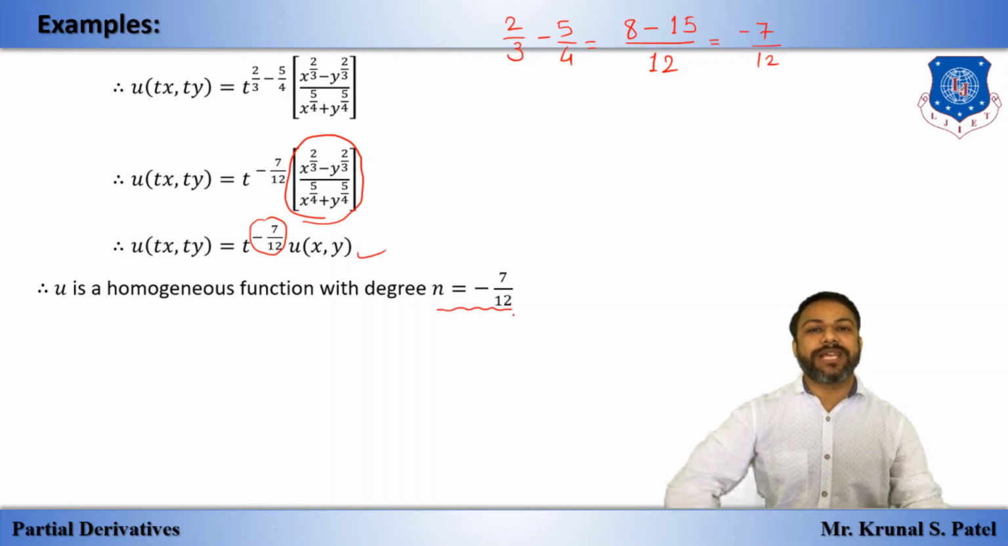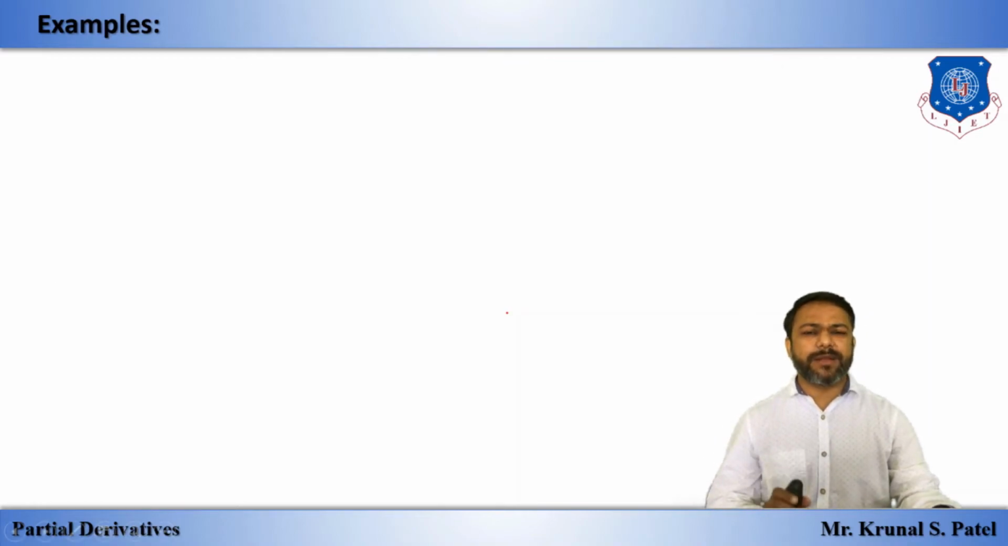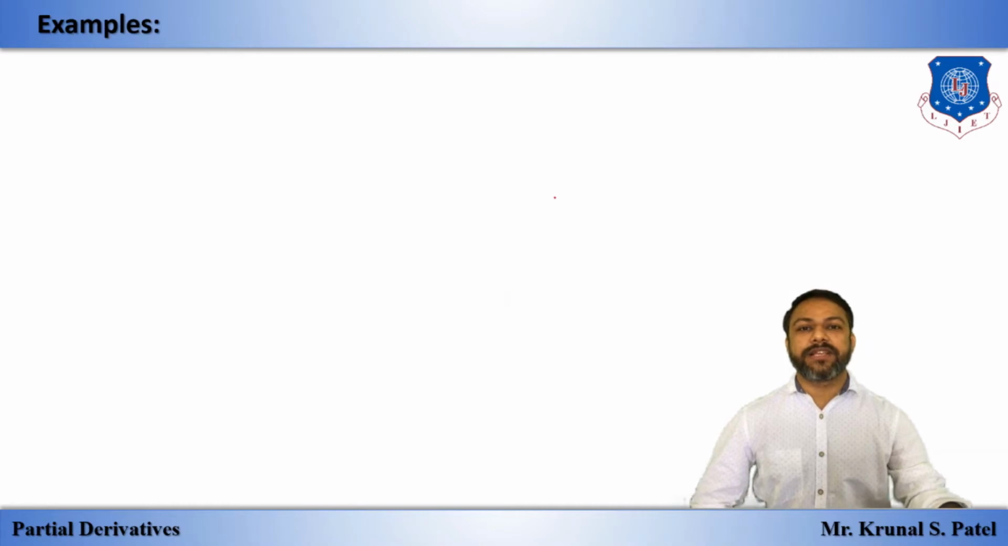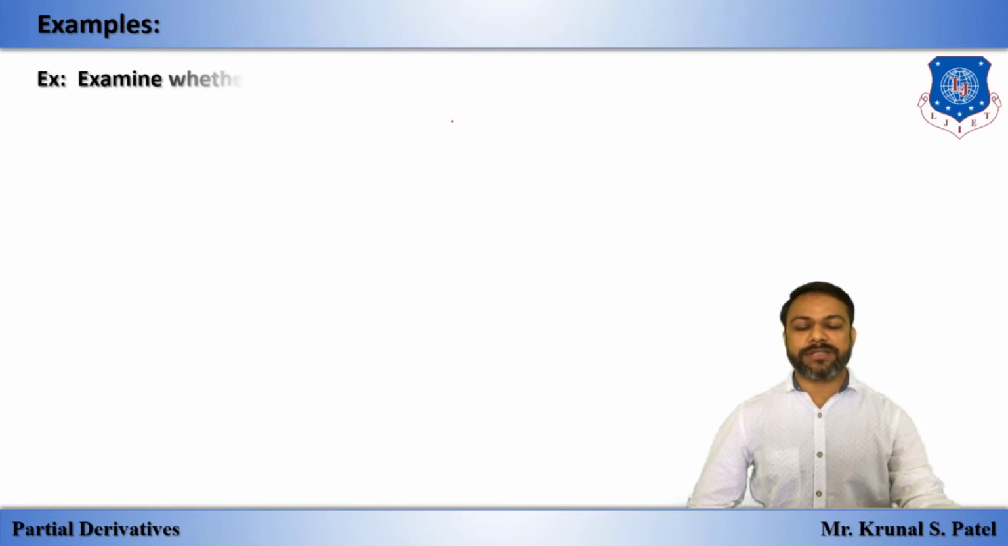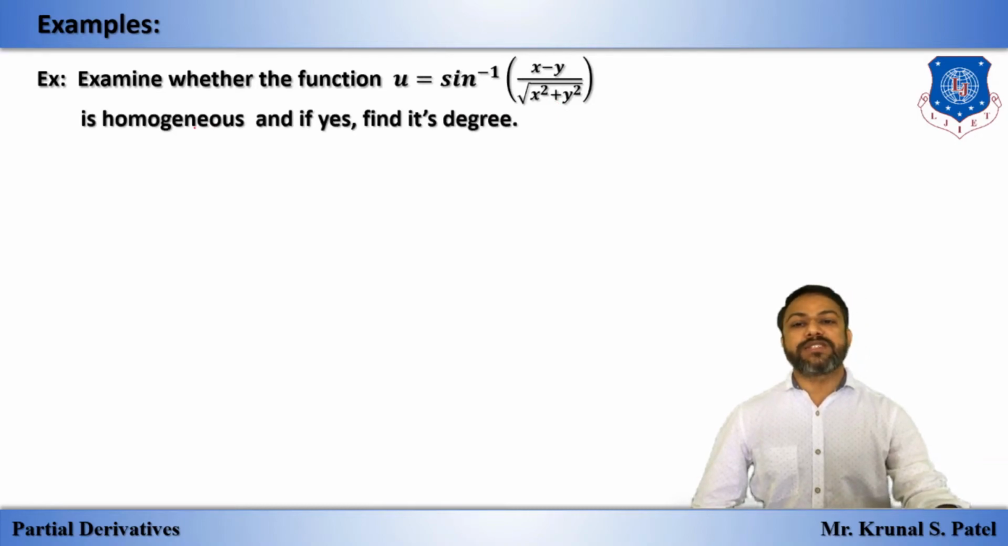So this is the process by which we can check whether a given function is homogeneous. To understand better, let's have a look at one more example. This is a little bit different from the previous example. How, you will definitely see by yourself. Examine whether the function u is equal to sine inverse of x minus y upon under root x square plus y square is homogeneous.